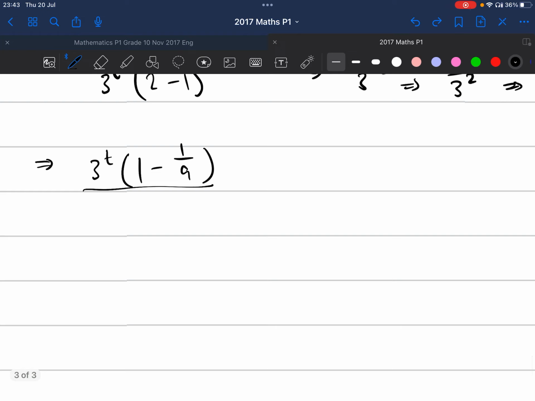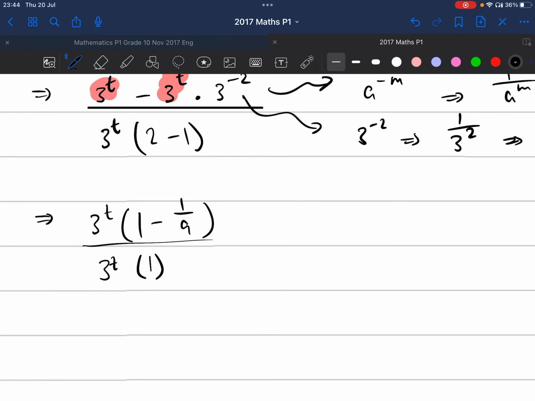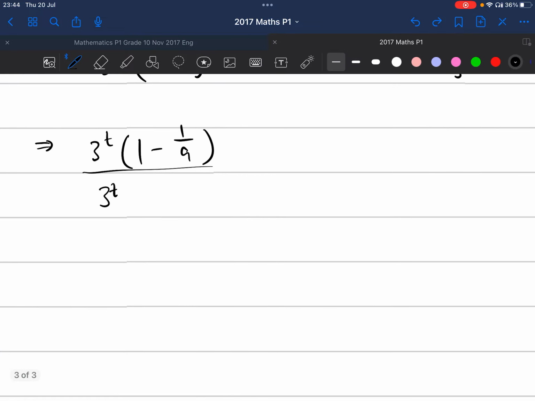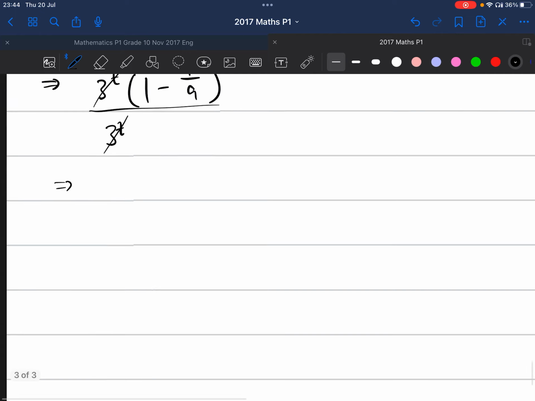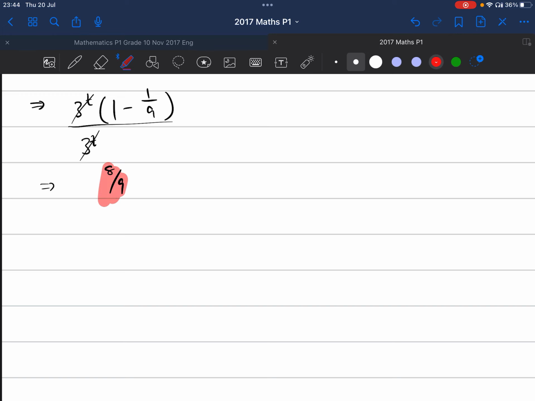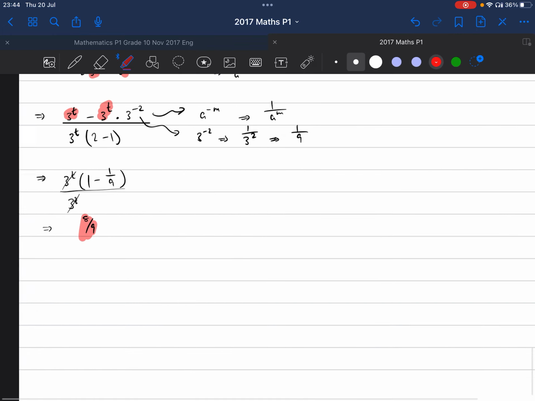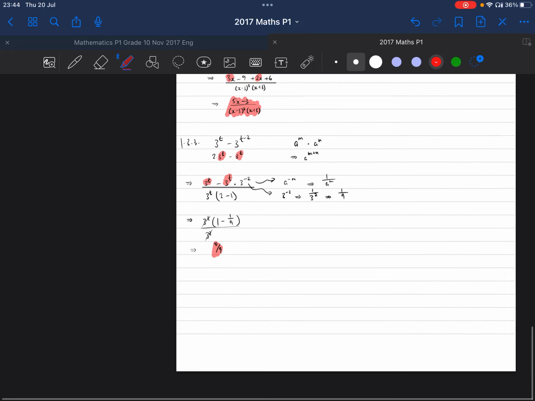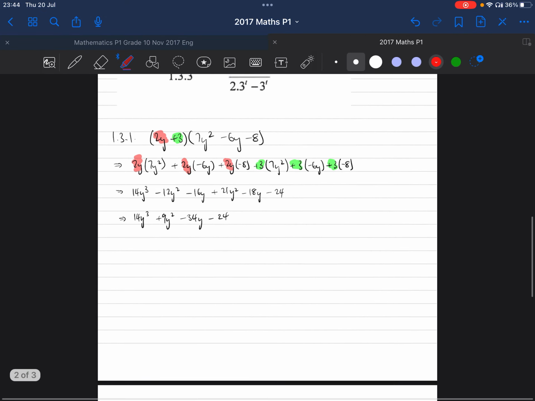Okay, and then at the bottom, we still had 3 to the t. 2 minus 1 is just 1, so I don't even need to show that because it's the same thing. And then now we have 3 to the t on the top and the bottom, so we can get rid of that. And then we just have 1 minus 1 over 9, and that comes to 8 over 9 as the final answer if you subtract that 1 minus 1 over 9. Okay, cool. So that's basically question 1 done.